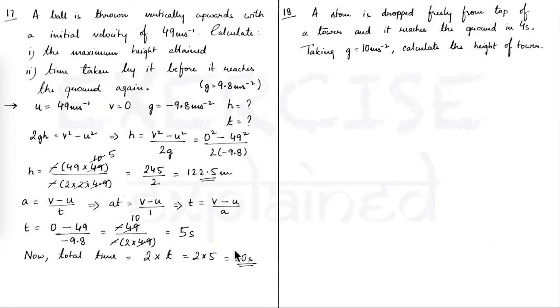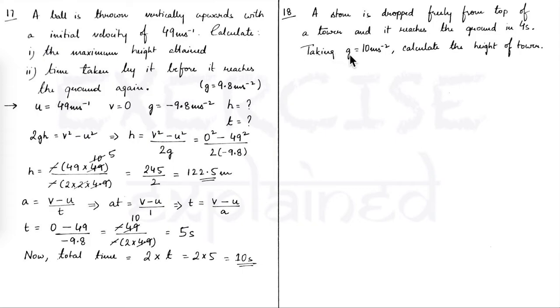Getting to the next question, that is question number 18 of exercise 3E, laws of motion, ICSE 9th. So here a stone is dropped freely from top of a tower. So whenever a stone is dropped, we should understand that u is equal to 0 and it reaches the ground in 4 seconds. So time taken by it is 4 seconds.